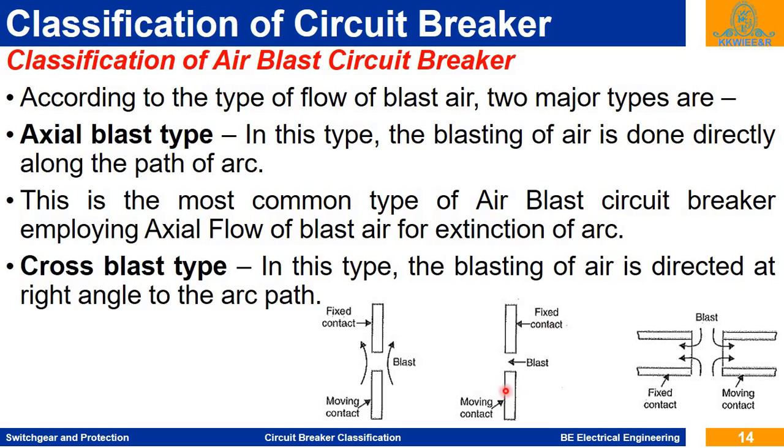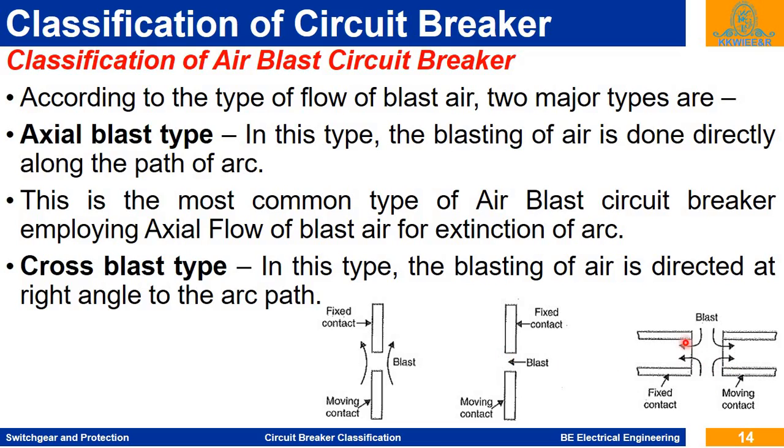In this cross blast type circuit breaker, air is blasted perpendicular to the arc, and on the opposite side the arc splitters are placed, so that the arc is elongated in the arc splitter, the resistance of the arc is increased, and at the next current zero, the arc is interrupted. So this is called a cross blast or radial blast.